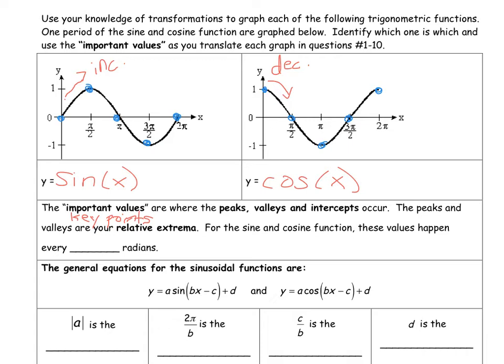So it turns out it's occurring every pi over 2 radians. Well, where exactly did pi over 2 come from? The way that you find your key points for every single sinusoid is you take your period and you divide it by 4. Our period in this graph, of course, is 2 pi, and 2 pi over 4 is pi over 2. So the key points, the important values, are going to occur every pi over 2 radians. Kind of nifty, huh?